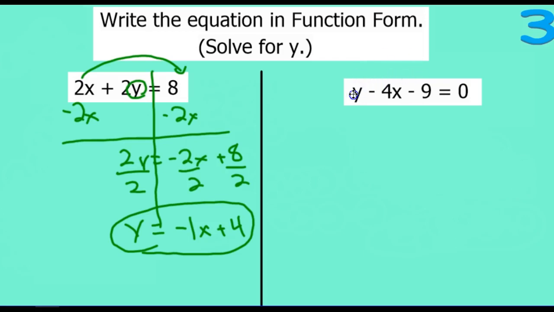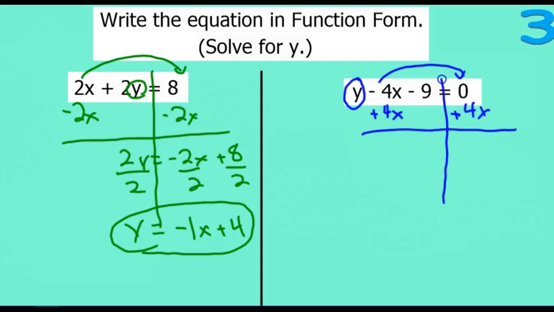Now, this problem has multiple things on the side of the y. I know that I'm still trying to get y by itself, so what I need to do is get rid of everything else. So the first thing I'm going to move over is this negative 4x. And I'm going to add 4x to move it. So those will cancel out. We get y minus 9 equals 4x plus 0. We can't combine 4x and 0.